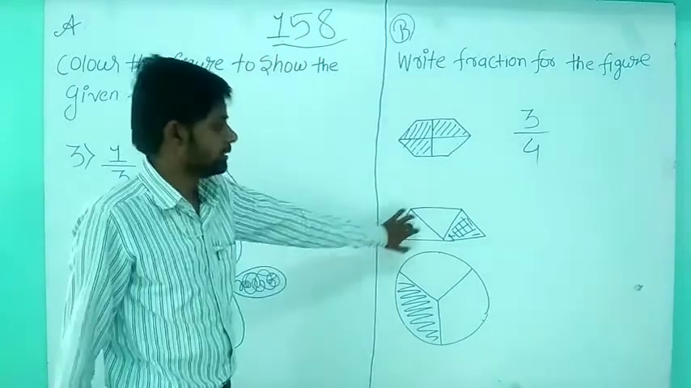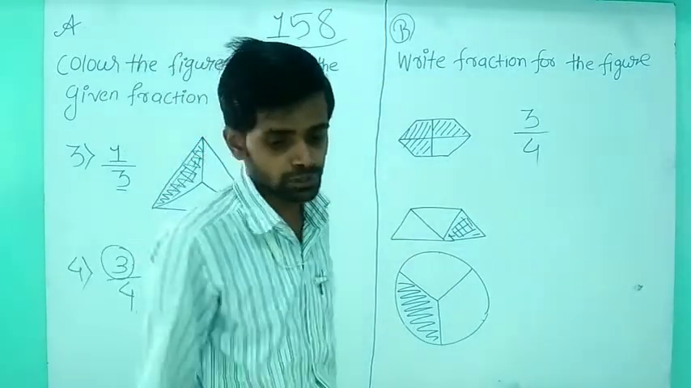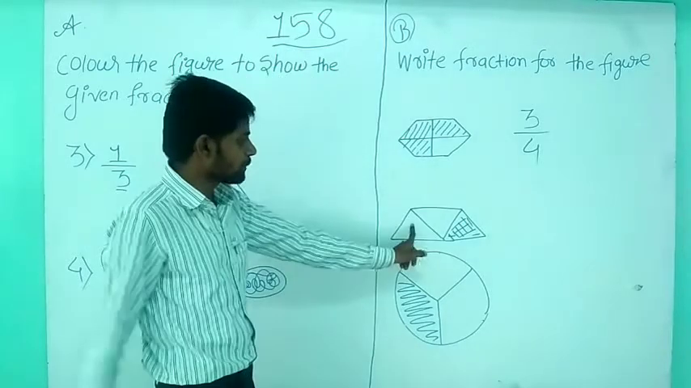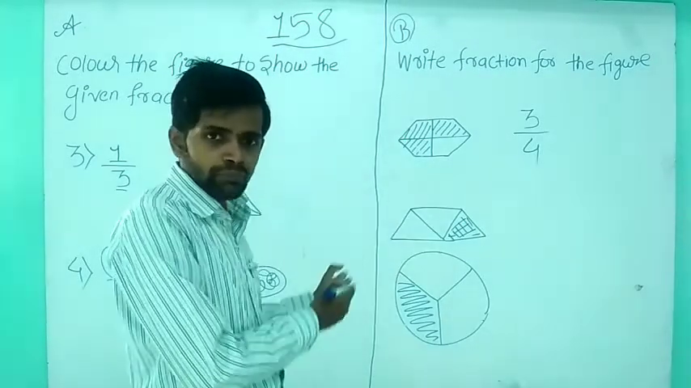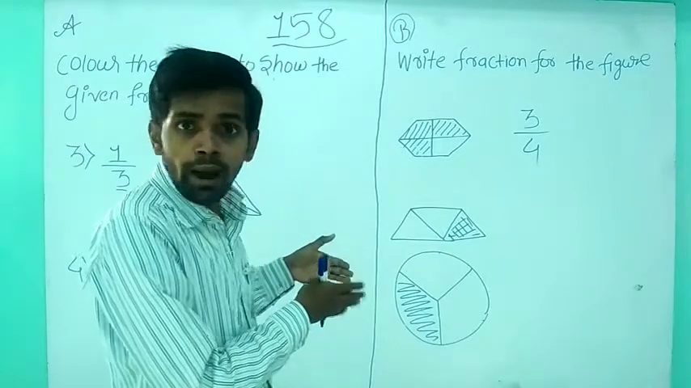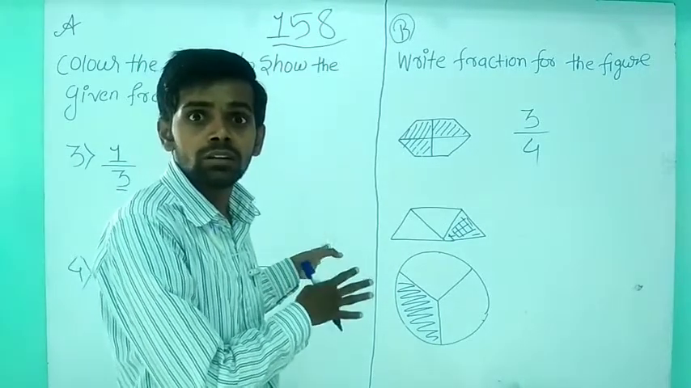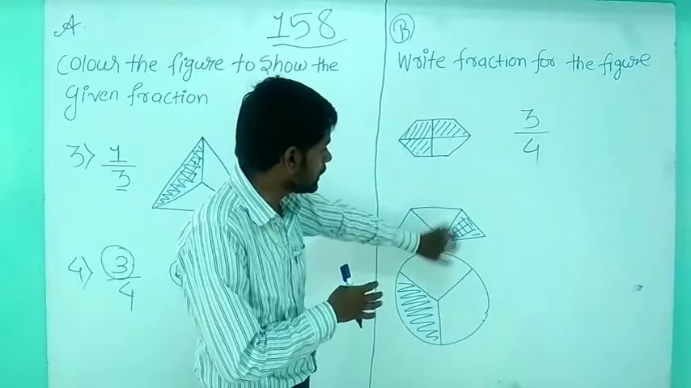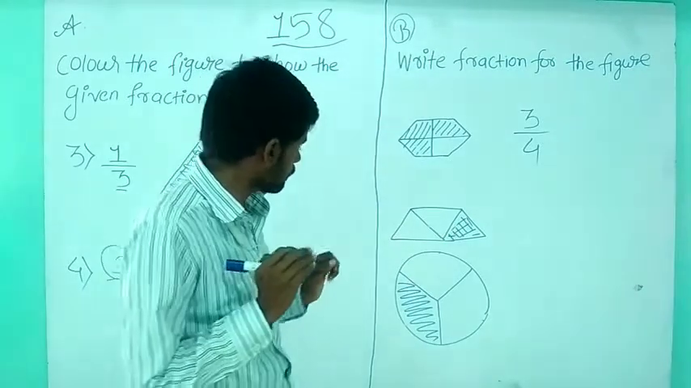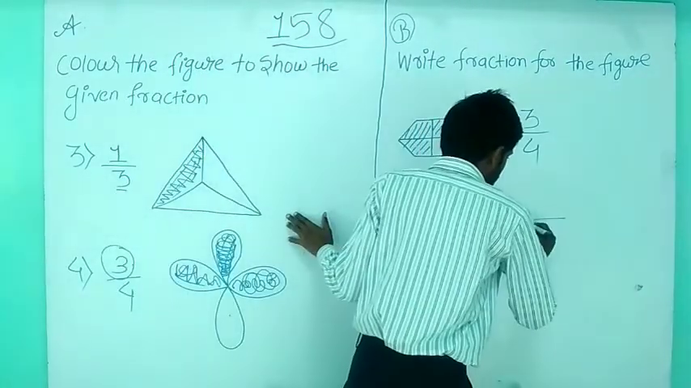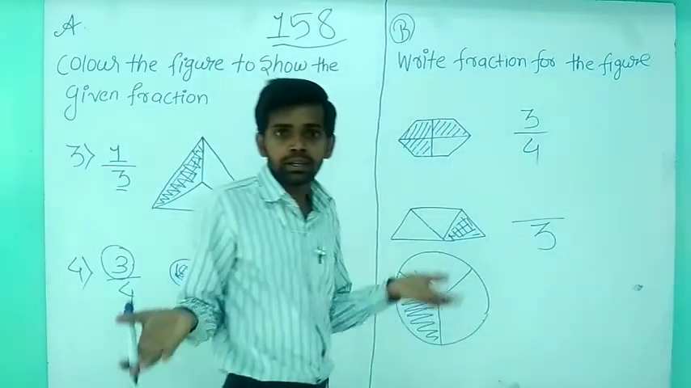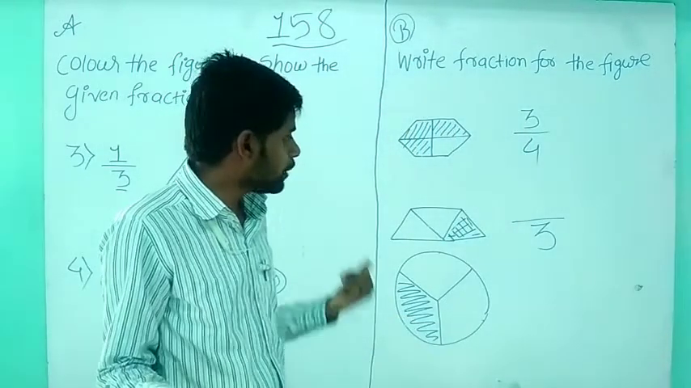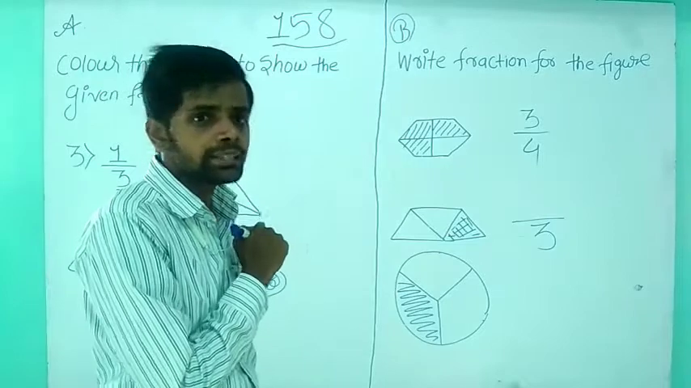Okay, and now let's see the fifth question, fifth one. Okay, so this is the fifth question. This is a figure, and in this figure there are total number of parts. How many number of parts are there? Total 3. 1, 2, 3. That means 1, 2, 3. So what we will do? We will write 3 in the denominator, है ना? And out of the 3 parts, only 1 part is colored.